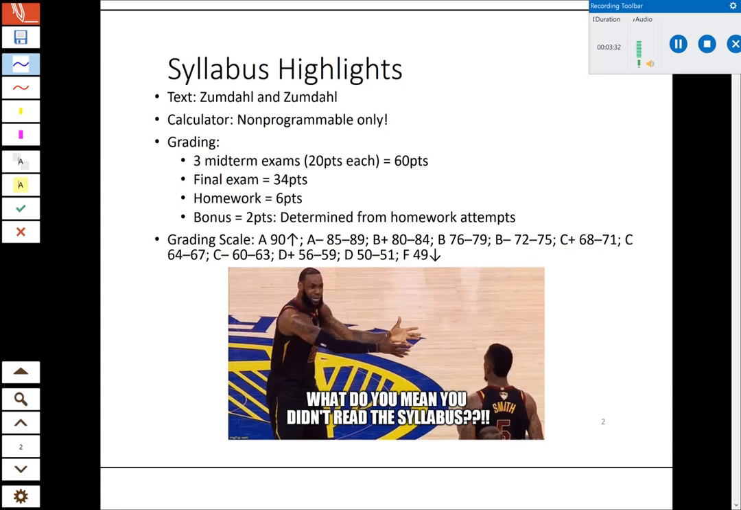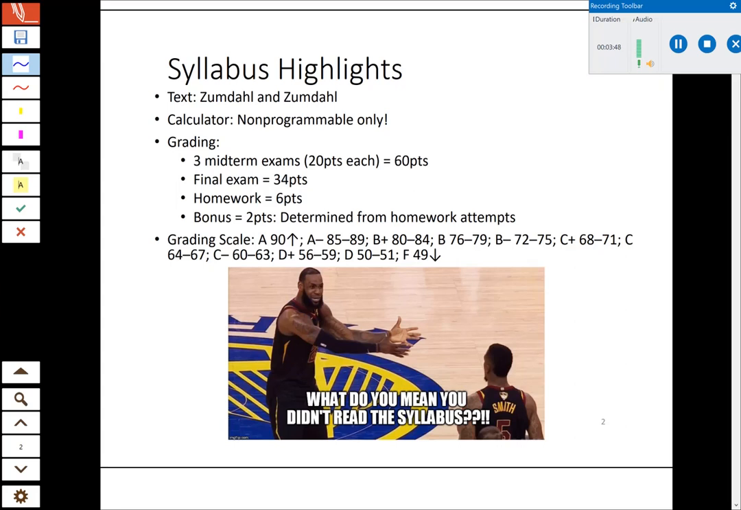The final exam is a bit larger, so it's going to count for 34% of your final grade, so it's worth about 1.8 times a midterm exam, and it's also 34 questions then, so again, the length of the exam correlates with how many points it is.